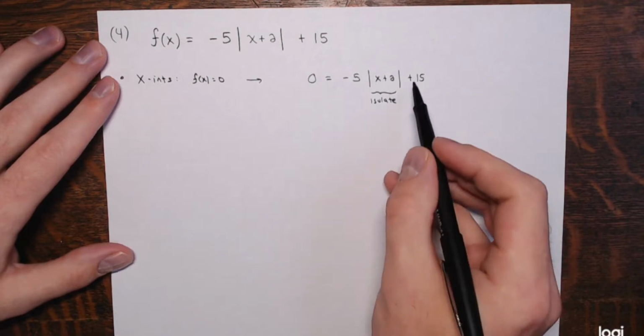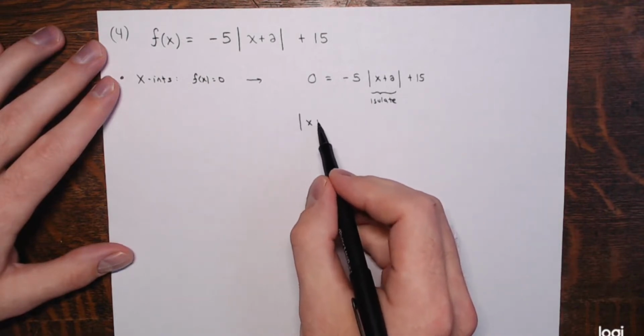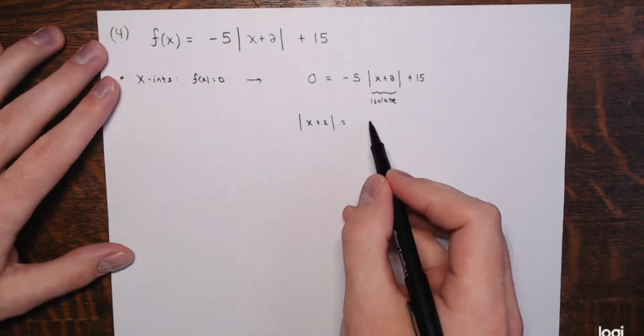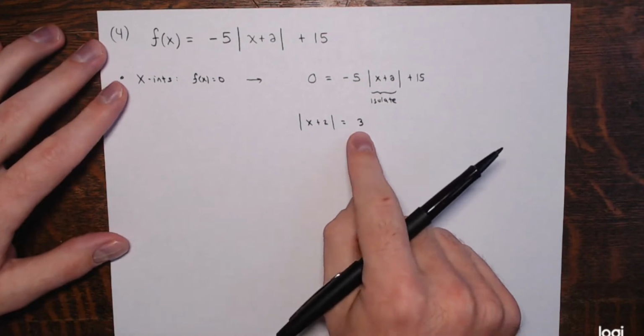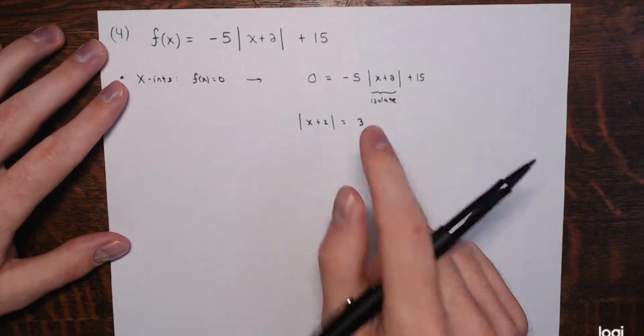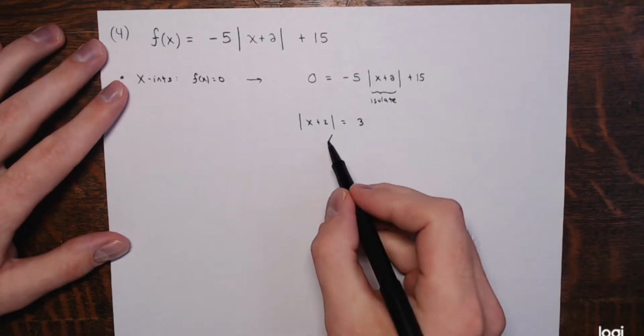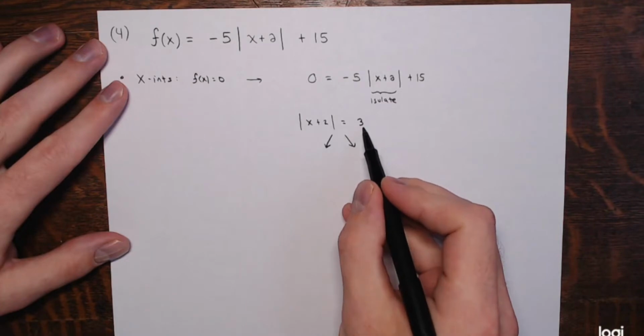So I would subtract 15, divide by -5. We'd have the absolute value of x plus 2 alone on one side and 3 on the other, positive 3. Now this can happen. Absolute values can be positive. Now all you have to do is think, what numbers have an absolute value of 3? Well, that's 3 and -3.